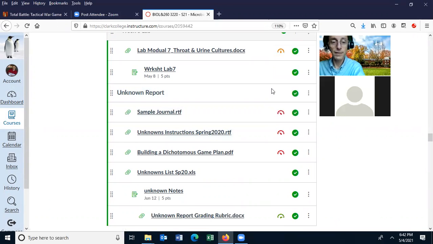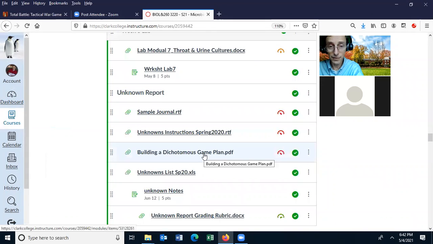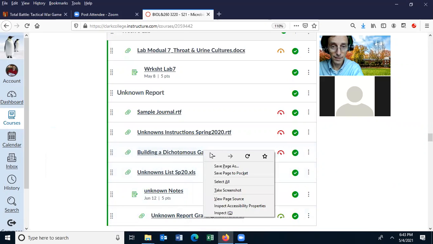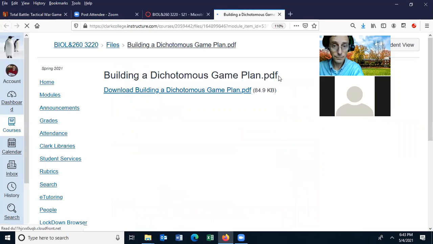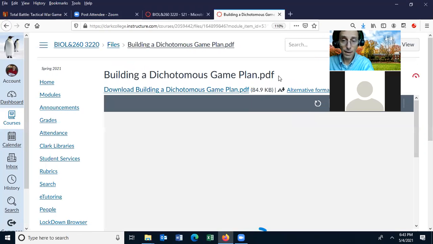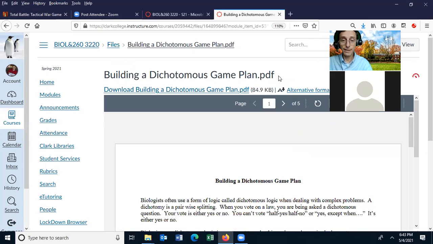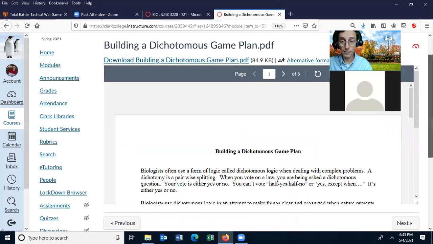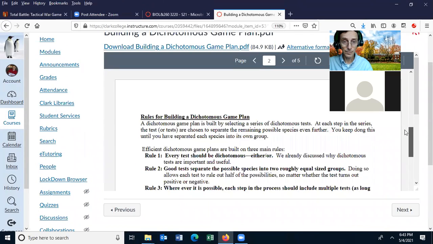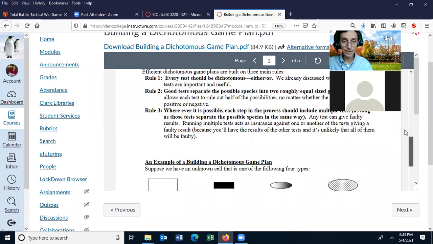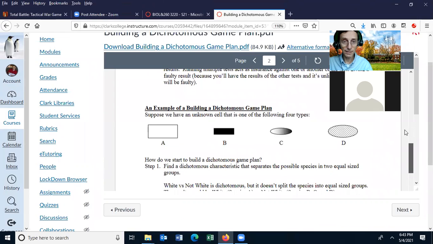Oh, here's something I forgot to mention. You do need to use dichotomous logic so that when you run a test, you have one of 2 choices. So you can do the gram stain, and it's either gram positive or gram negative. You know it's gram positive, so you throw out the gram negatives, and then you do your next test, which could be something else.